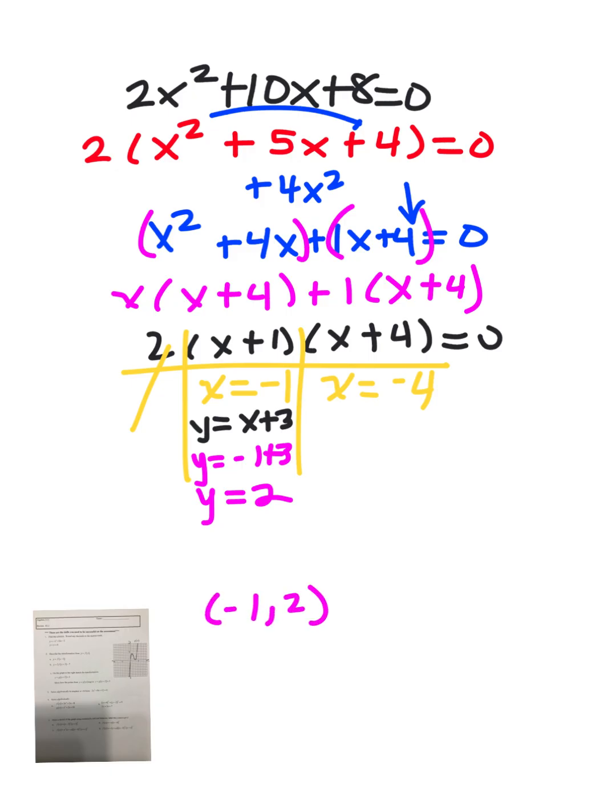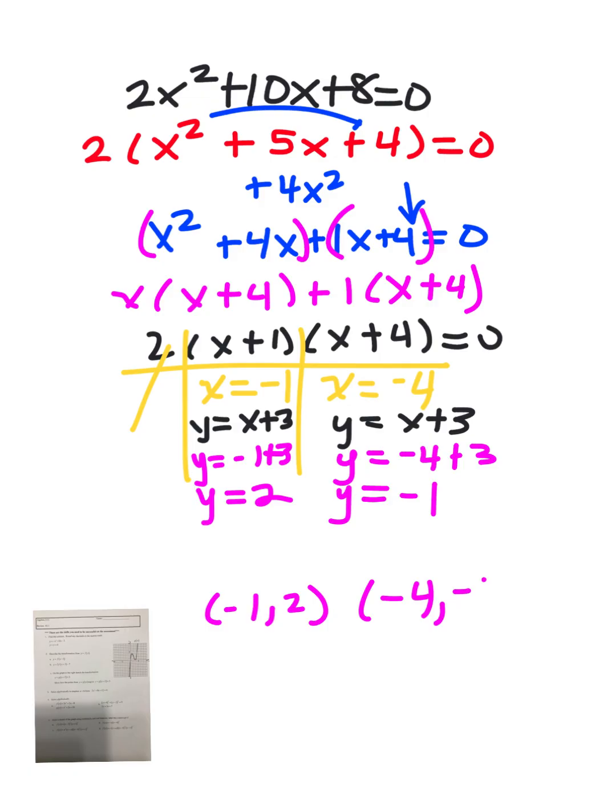Now you're going to plug in the -4, y equals x plus 3. Plug in -4, y equals -4 plus 3. So y is equal to -1. So we get -4 comma -1. So those would be your solutions.